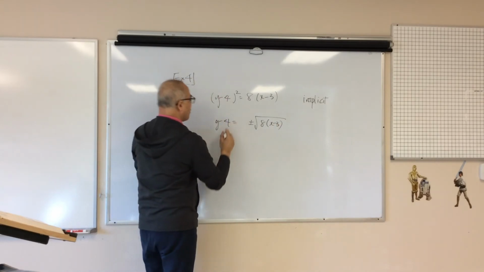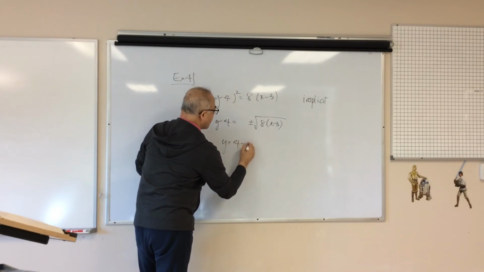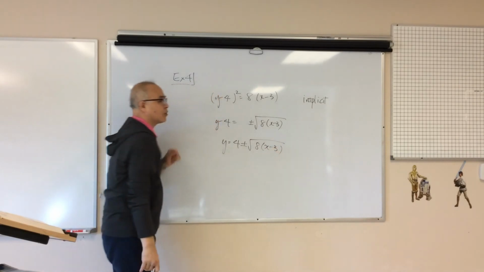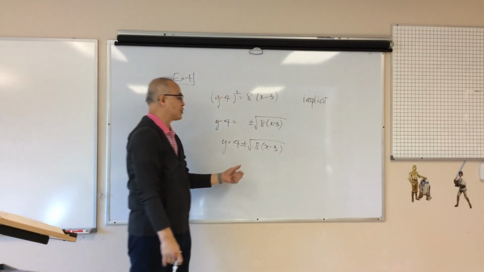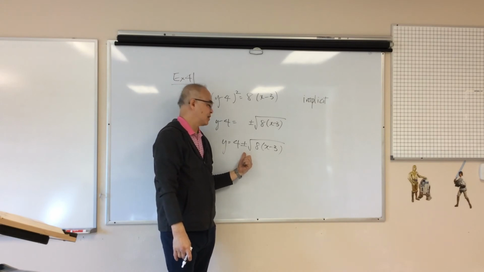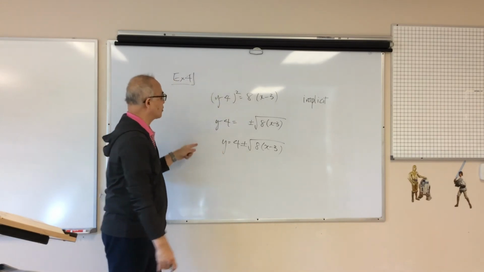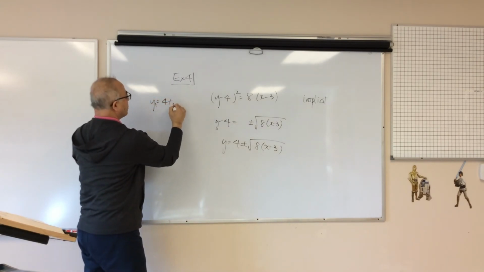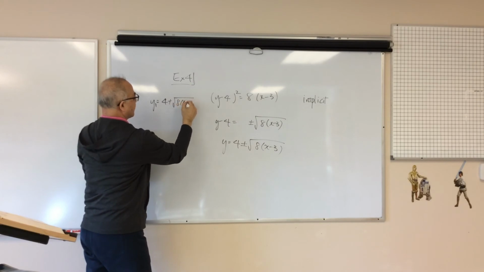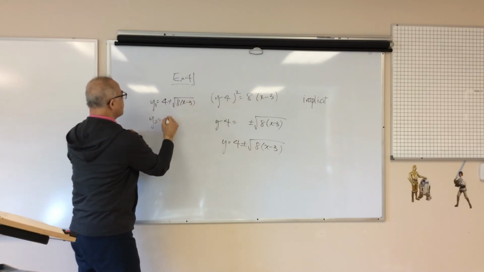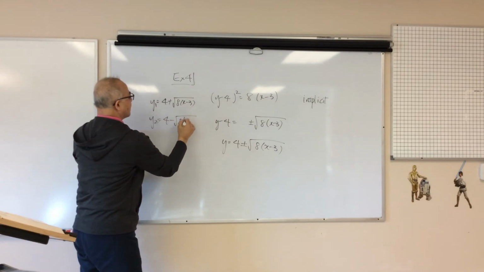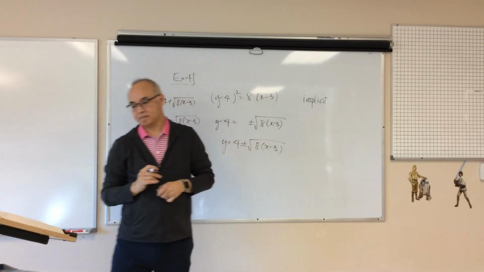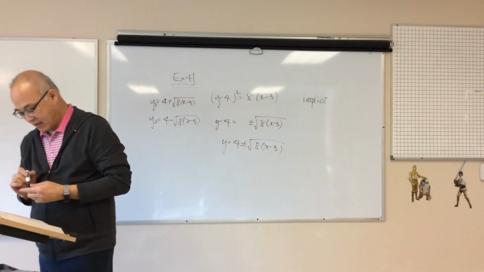Okay, now I can move the 4 over. y is equal to 4 plus or minus the square root of 8x minus 3. So this is what you want to graph in your calculator. Unfortunately, your calculator does not have a plus or minus sign. So what you need to do is graph y1 equal to the plus, and y2 equal to the minus, and you would graph those together. They would come together as one parabola. Okay? All right.